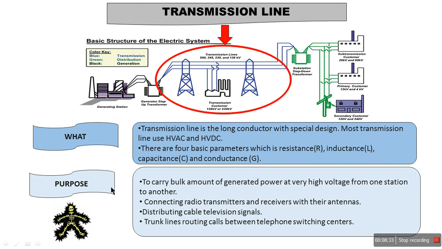The purpose is to carry a good amount of generator power at very high voltage from one station to another, connecting radio transmitters and receivers with their antennas, distributing cable television signals, and trunk line routing points between telephone switching centers. This is the element line before the step up transformer. The step up transformer will increase the voltage so it can travel a long distance over the high voltage transmission line.